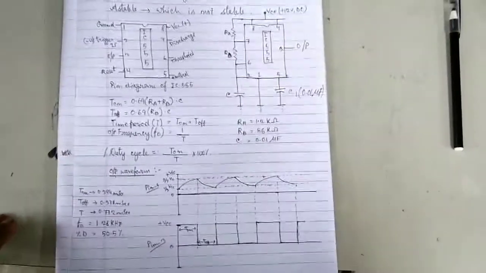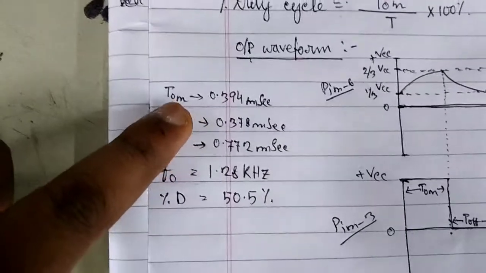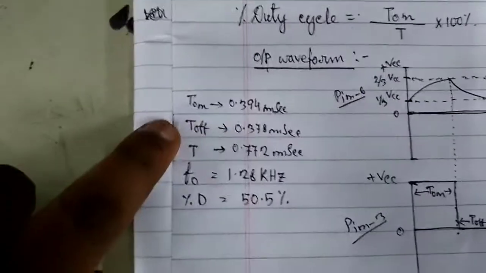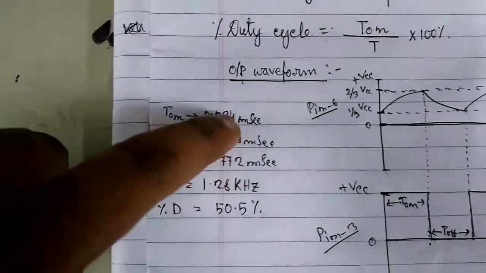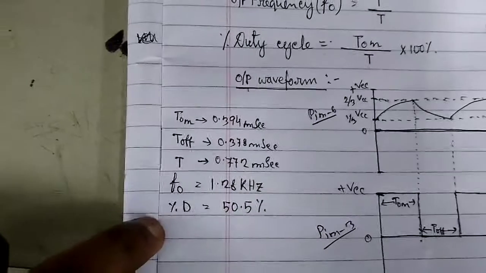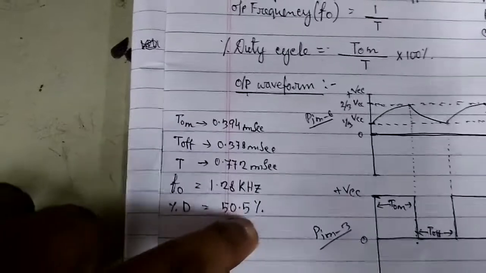So this is the circuit and output of the astable multivibrator, and these are the calculated values of these parameters. The calculated value of T on is 0.394 millisecond, off time is 0.378 millisecond. So the total time, the addition of these two values, the time period is 0.772 millisecond, output frequency is 1.28 kilohertz, and percentage duty cycle is 50.5%.